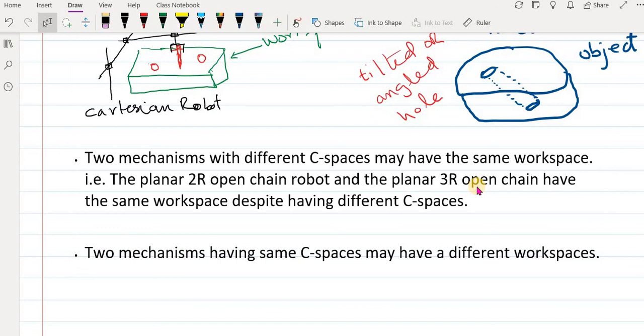For example, the planar 2R open chain robot and the planar 3R open chain robot have the same workspace despite having different C spaces. So it means that if we have two different robots, they might have the same workspace. Their workspace may look the same, even if they have different C spaces, and the example is here.